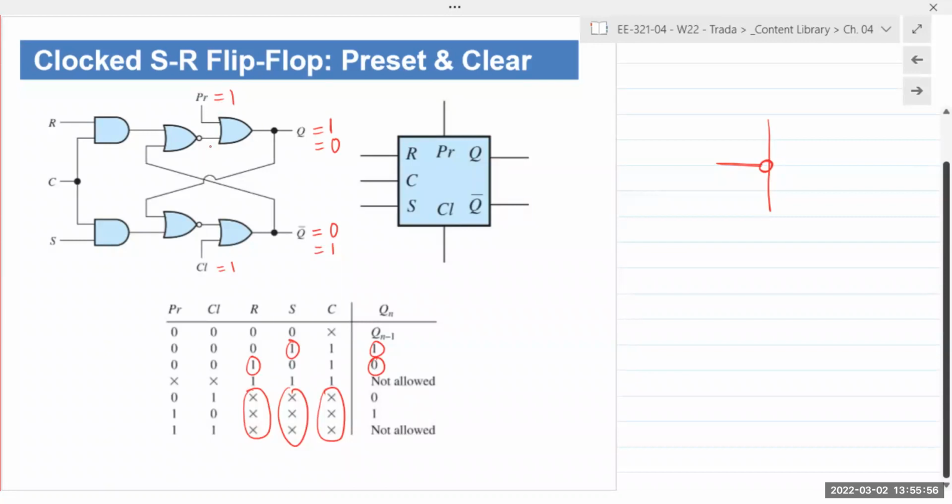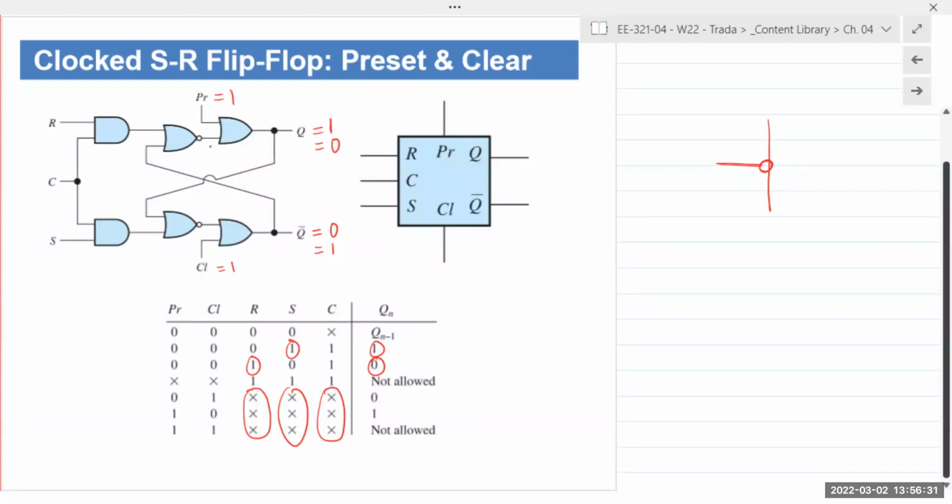So if preset and clear are both 0, then they are not activated. If they're not activated, then it works like a regular flip-flop. So preset and clear is something that you would do before anything else arrives. If you want to store a predetermined value for the output, that's when you would use preset and clear, right? If you want to preset the output to high or set it to low, you would use preset and clear. So independent of the input, independent of the clock.